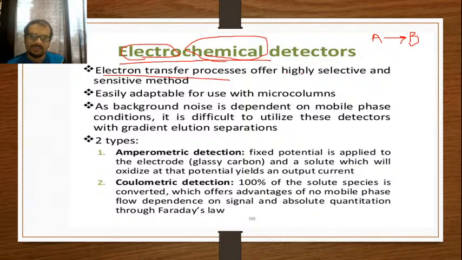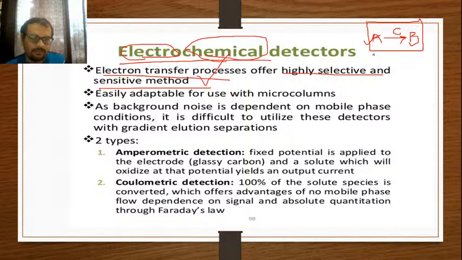Electron transfer processes offer a highly selective and sensitive method, because electron transfer processes are selective in nature. That doesn't mean positive or negative charges get transferred anywhere. If A is converting to B in the presence of C, then under any condition, A will convert to B only in the presence of C. Okay, so these form very selective and sensitive methods, just because there is a specificity in electrochemical reactions, and that's why these techniques are easily adaptable.